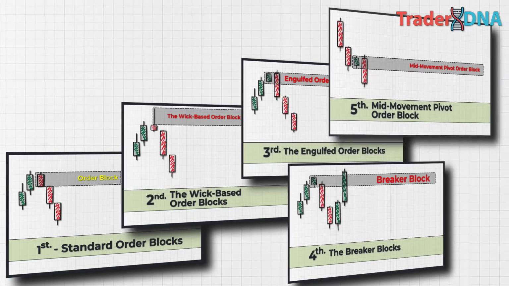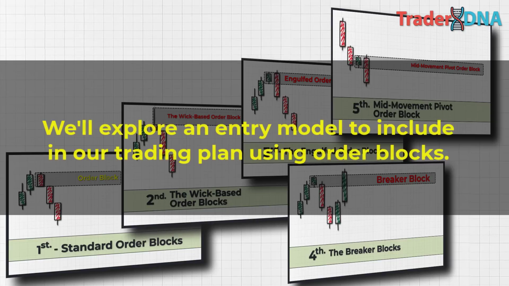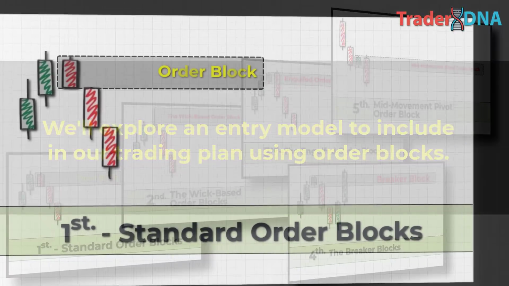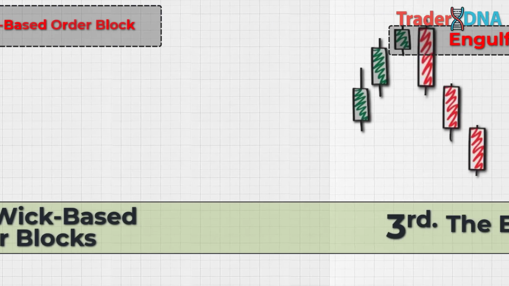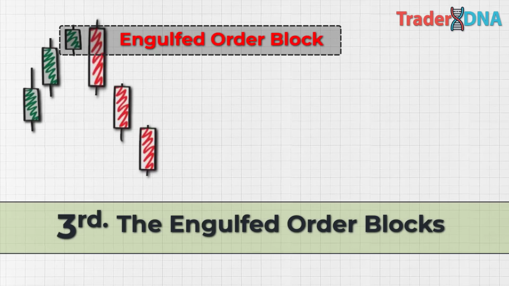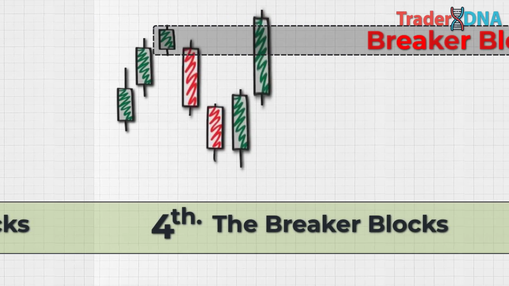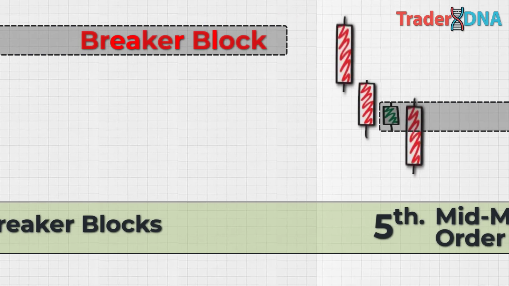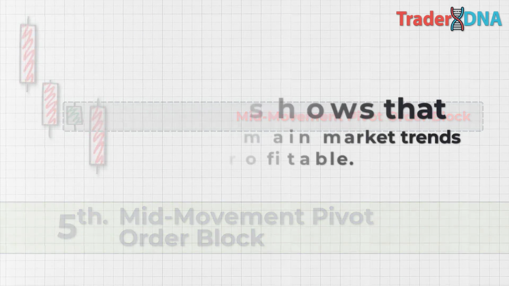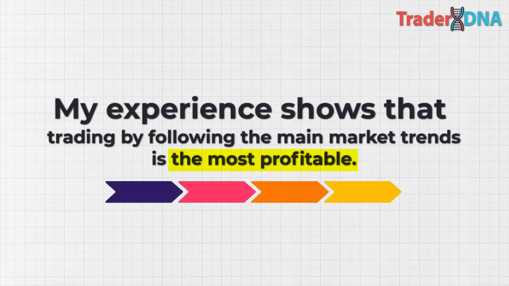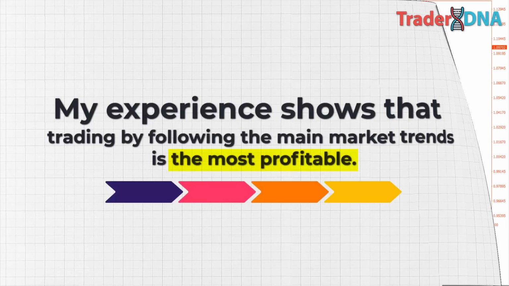Now, in the next section, we'll explore an entry model to include in our trading plan using order blocks. This entry model will work as an effective tool to execute trades based on insights gained from analyzing order blocks. But before diving into entry setups, it's important to note that I still use indicators to enhance and improve my trading accuracy. I'm a trend-following trader, and my experience shows that trading by following the main market trends is the most profitable. So, here's an extremely effective trading strategy by combining order blocks and indicator analysis that you can apply to all markets and time frames.